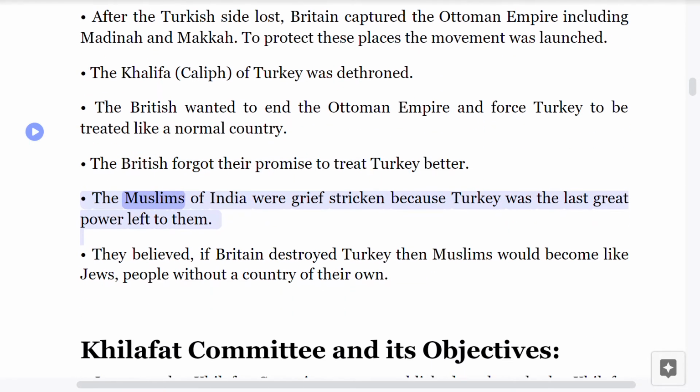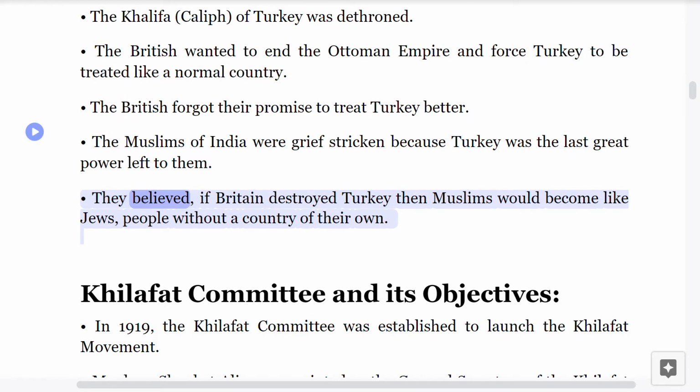The Muslims of India were grief-stricken because Turkey was the last great power left to them. They believed that if Britain destroyed Turkey, then Muslims would become like Jews, people without a country of their own.